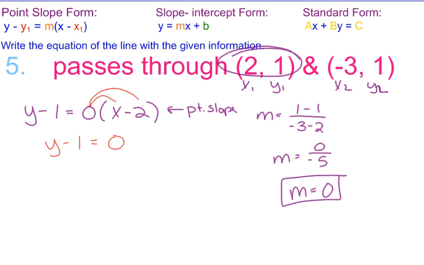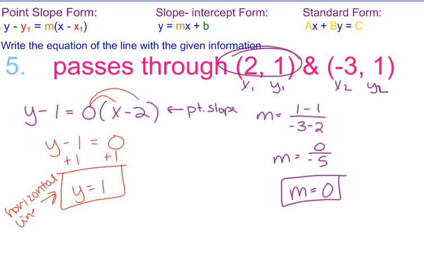And if I want to move to slope intercept form, I'd add 1 to both sides, and I get y equals 1. This is the equation for a horizontal line. Y equals a number, and you will use that over and over and over again. So this would be my answer for actually both slope intercept and standard form. That's my answer for both.